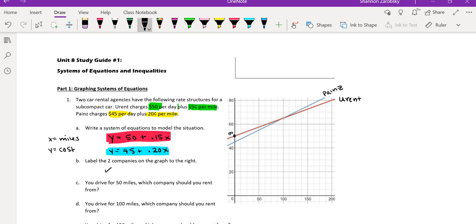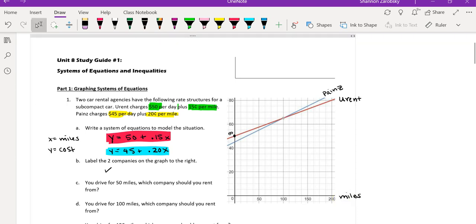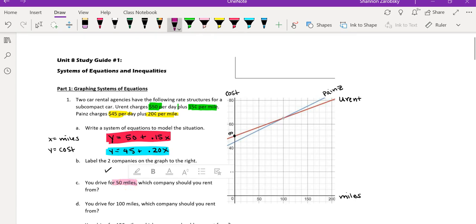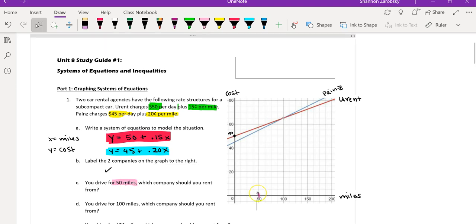If I am going to drive for 50 miles, which should you rent from? Now, one thing I didn't do is label my axes, and I probably should have. So I have miles over here on the x-axis, and I have cost right here on the y-axis. If I am going to drive for 50 miles, I go over here to the x-axis. Here I have 50 miles, and I'm going to trace that up.